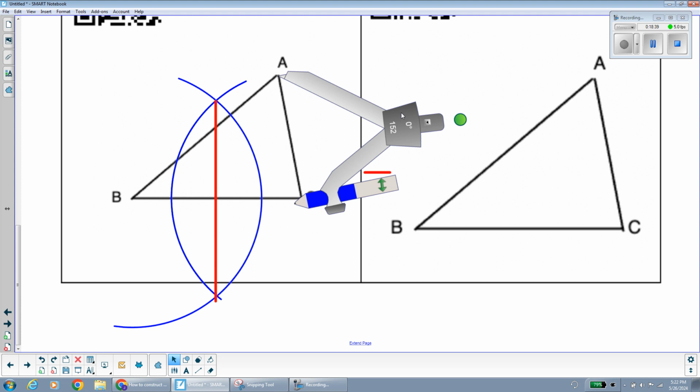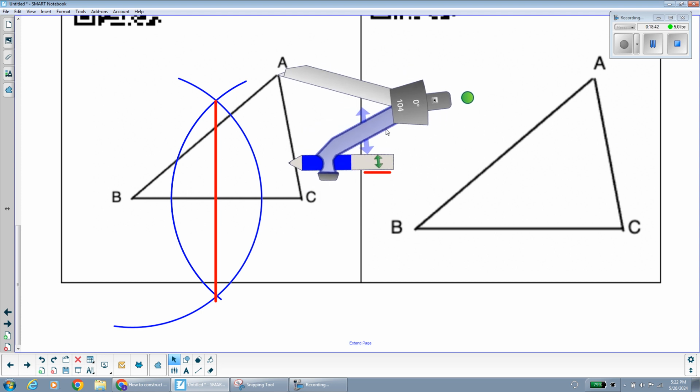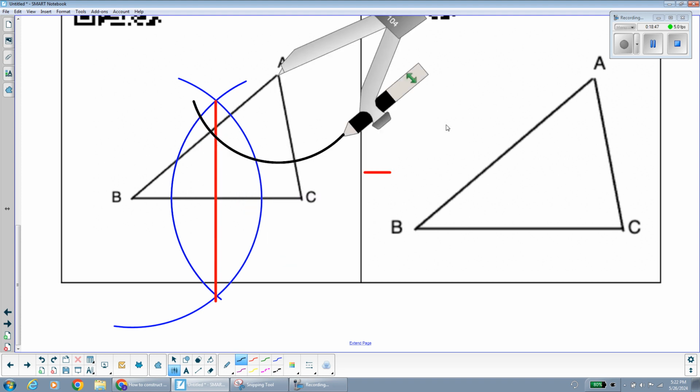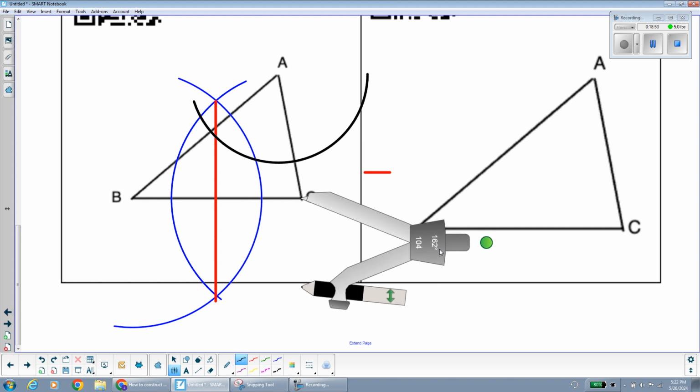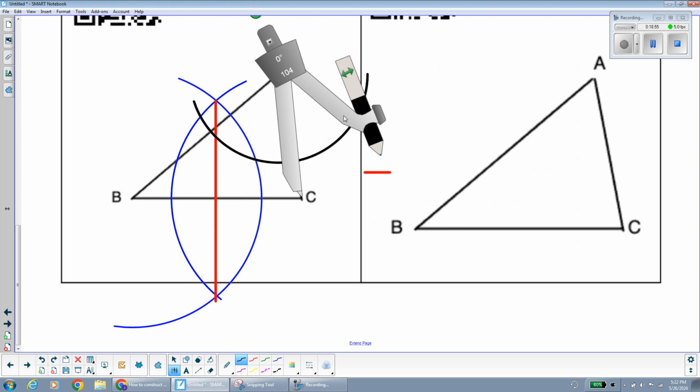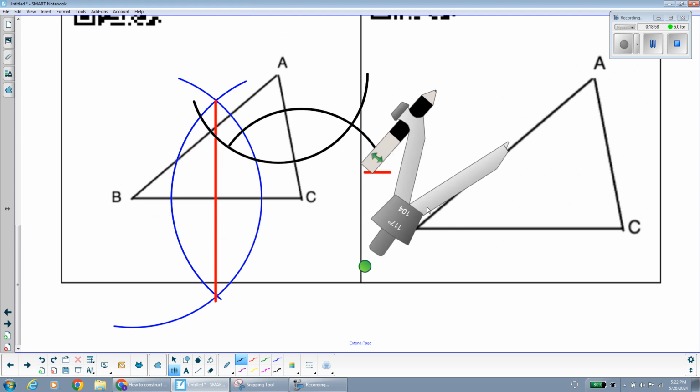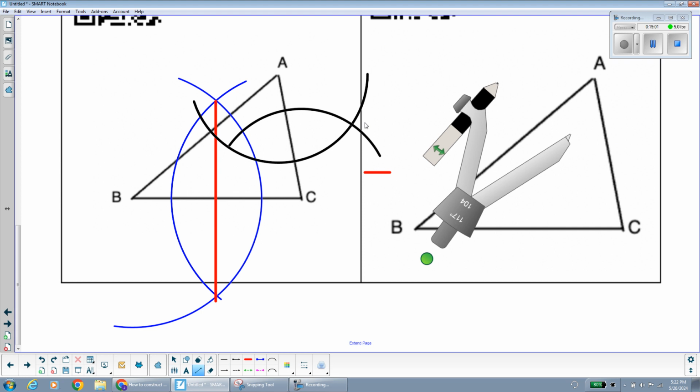So I'm gonna go over to one endpoint, more than halfway down, but I still want to be on the line segment. I'll just use black for this one. Arc above, arc below. Without changing the distance, I'm gonna go over to the other endpoint of that side, and I'm gonna do the exact same thing. And through those intersection points, I'm going to connect to make my perpendicular bisector. Now, the point where those red perpendicular bisectors meet is called the circumcenter. You probably remember hearing about that when you did triangle centers all the way back in semester 1 of geometry.